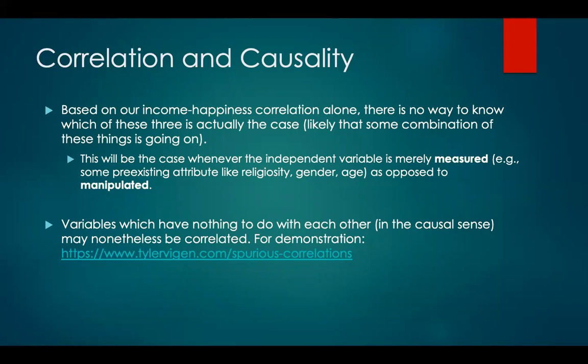So this will be the case whenever the independent variable is merely measured, that is, some pre-existing attribute like religiosity, gender, or age, as opposed to manipulated. So variables which have nothing to do with each other in the causal sense may nonetheless be correlated. You could click on this link here for a demonstration of spurious correlations.